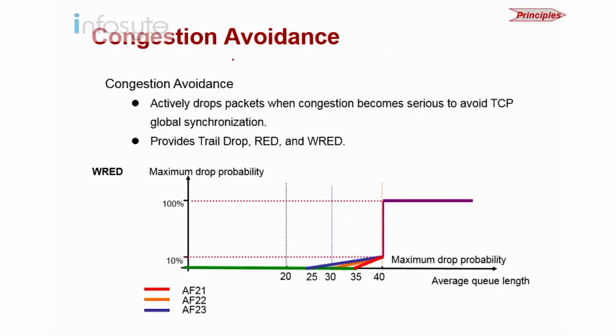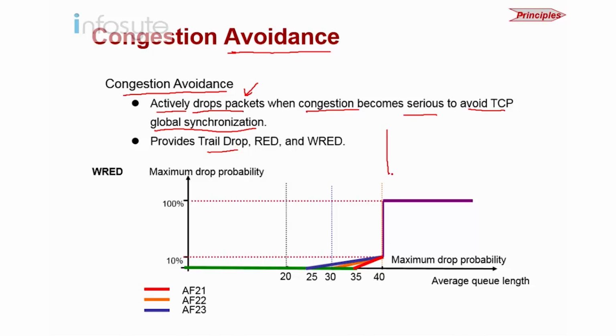After we look into the congestion management, it's time for us to look into congestion avoidance. So let's look into the definition of congestion avoidance. It means that the router will actively drop packets when congestion becomes serious to avoid TCP global synchronization. Now let's have a look over here. Packet drop basically means that it's subject to tail drop. So if my queue is full, then I have no choice but to drop the packet.